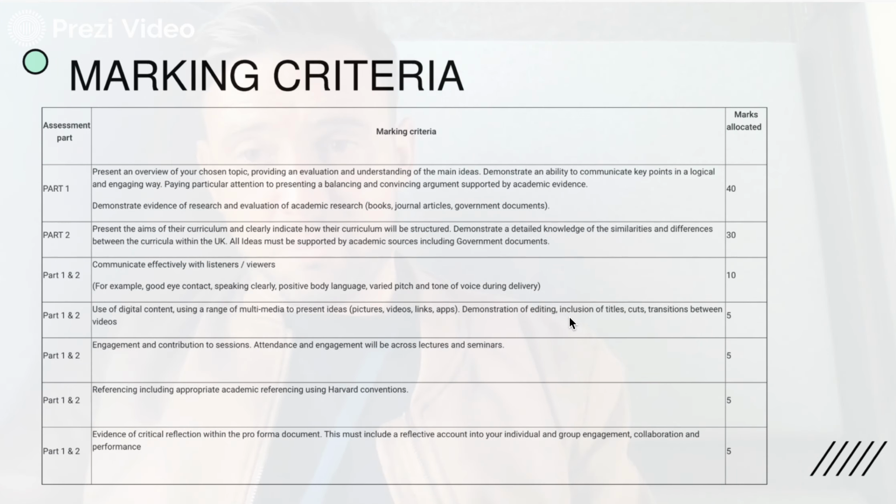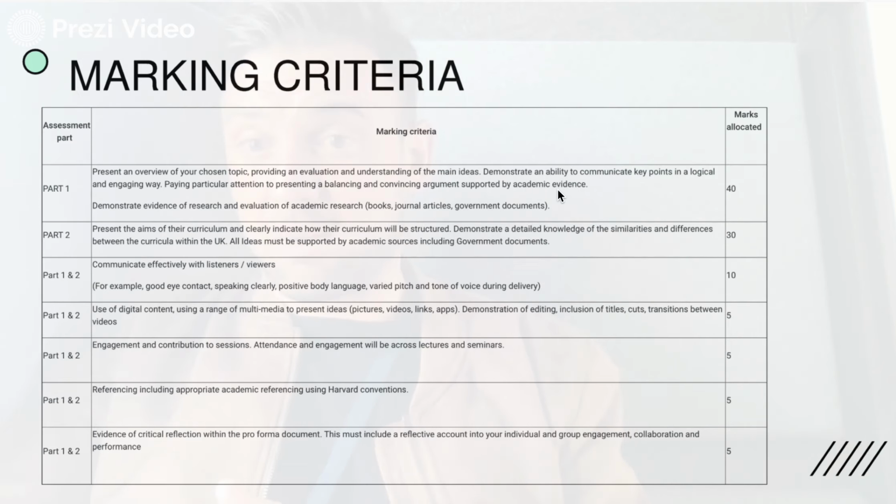So for part 1 you get 40 marks, so obviously spend more time on part 1. Present an overview of your chosen topic, providing an evaluation and understanding of the main ideas. Demonstrate an ability to communicate key points in a logical and engaging way. That's important. It should make sense. Your presentation shouldn't just be a mess of people talking. It should be logical, paying particular attention to presenting a balanced and convincing argument with academic evidence.